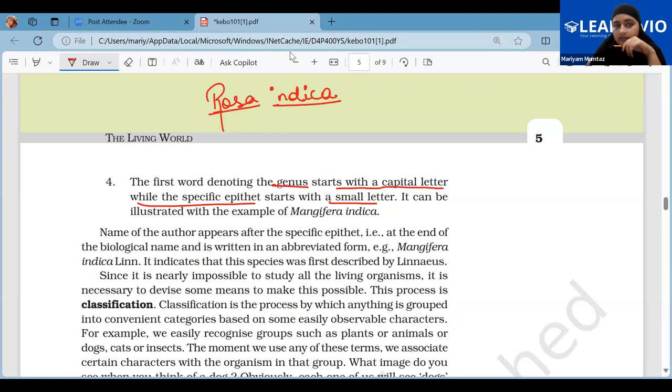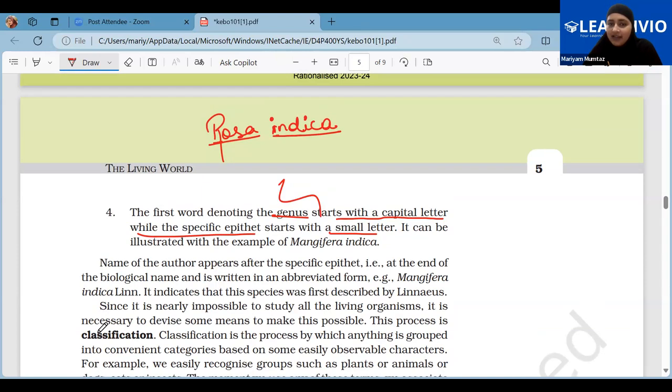Any doubts up till now? I just didn't understand that LaTeX keyboard thing. Oh, wait, wait. I'll make you understand. Just one second. See, you people have laptops? Yes, ma'am. So have you ever typed in it?